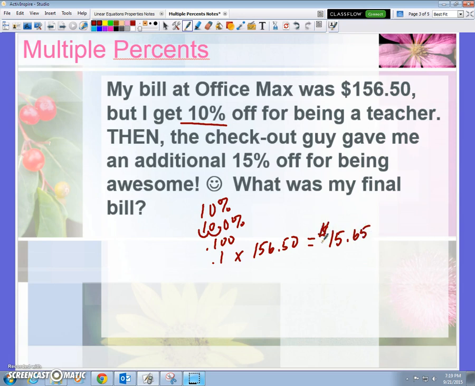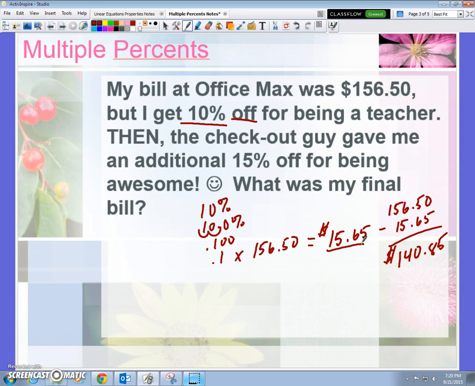All right, so that's my 10% off. Because it says off, that's how much I'm going to take away from my original total. So right now I have 156.50. I'm going to subtract 15.65. 156.5 minus 15.65 is 140.85. That's my new total so far with my 10% off.